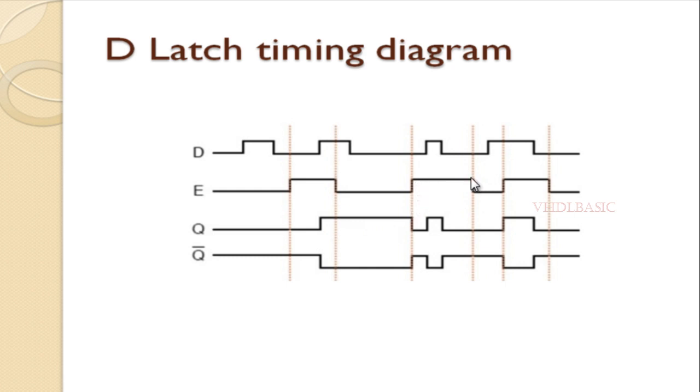Again enable is going high. So here D is 0, so Q also goes 0 here, and here D is high, then Q also goes high. So like that, latches are level triggered. With respect to the enable, it will transfer or store the data in this memory element.